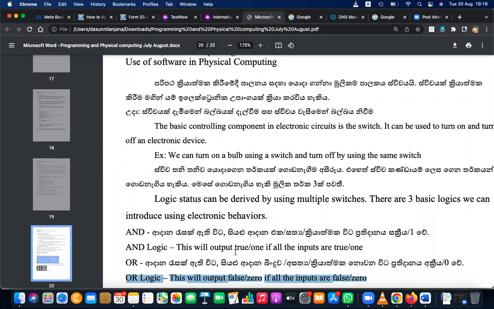Okay, now let's see these gates. Excuse me, sir, there are only two inputs in the NOT gate, right? There is only one input in the NOT gate. Only one input, no two inputs, right?